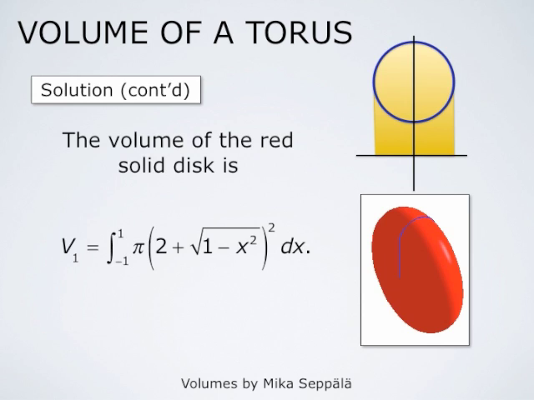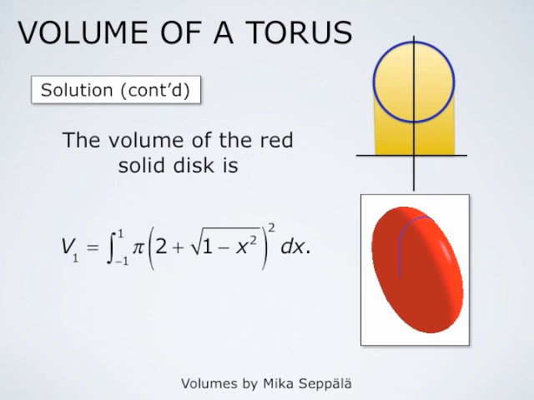The circle that bounded the two-dimensional disk that then rotates around the x-axis and forms the torus was given by the equation x squared plus y minus 2 squared equals 1. Solving y in terms of x out of this equation, we get y equals 2 plus or minus square root of 1 minus x squared.